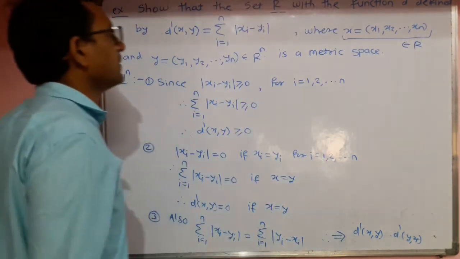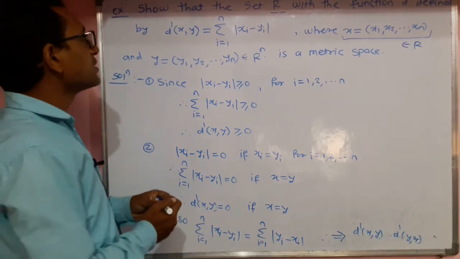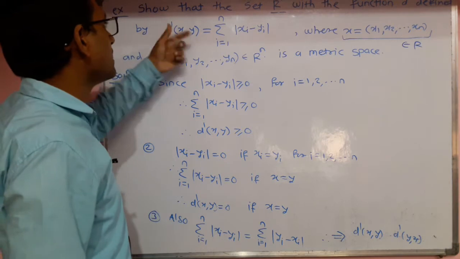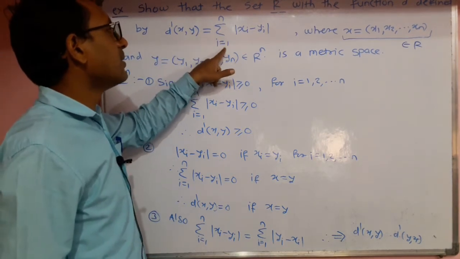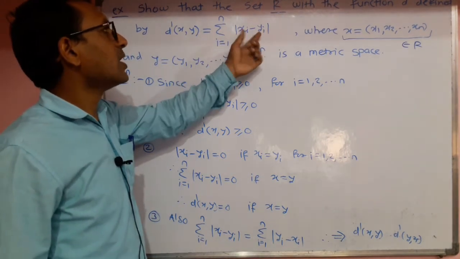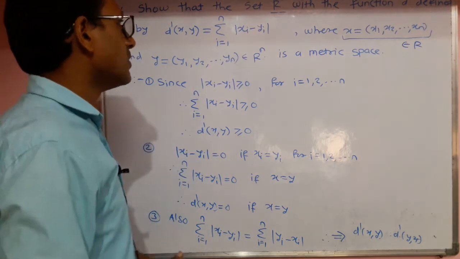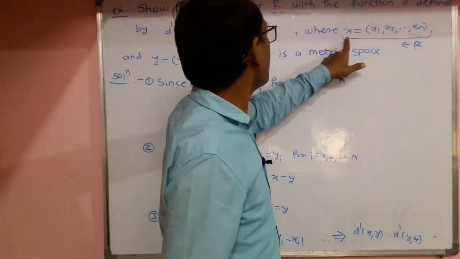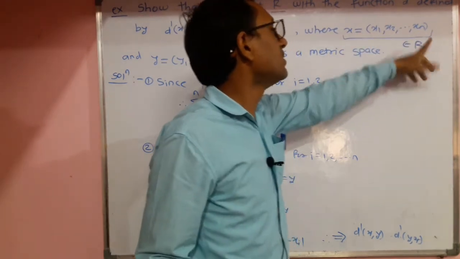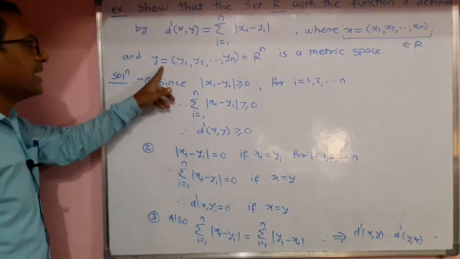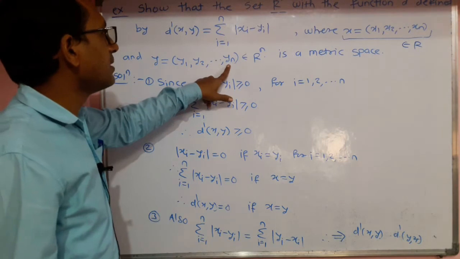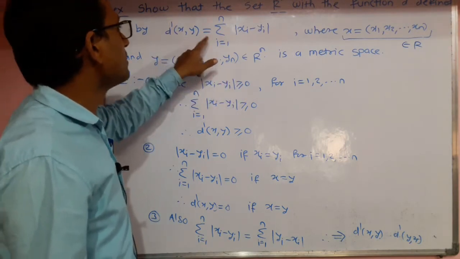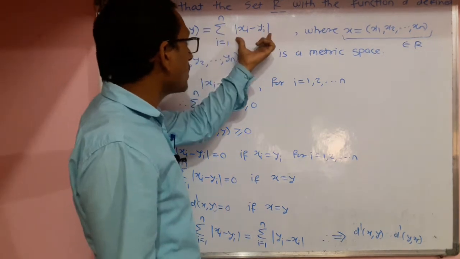The function d dash is defined by d dash of (x, y) equal to the summation from i equal to 1 to n of mod of xi minus yi. Here x is an ordered n-tuple with elements x1, x2, ..., xn, and y is likewise an ordered n-tuple.